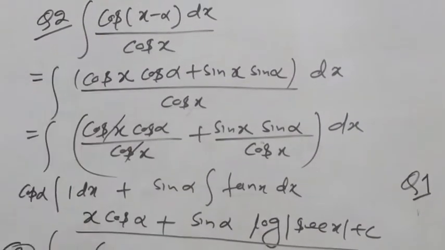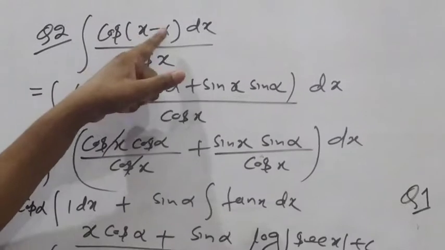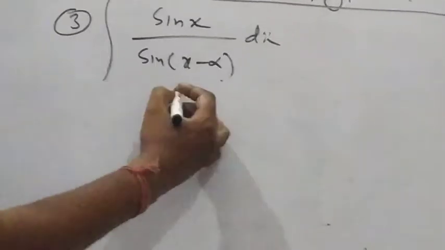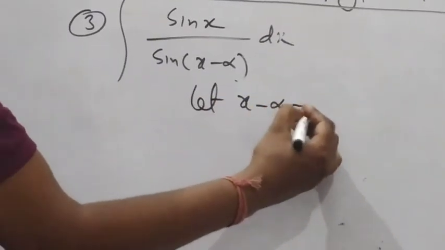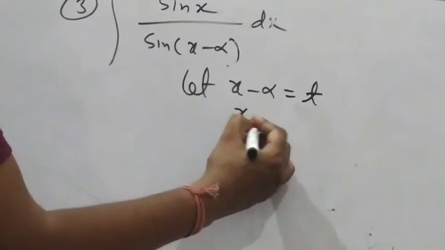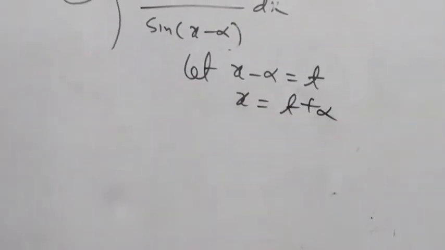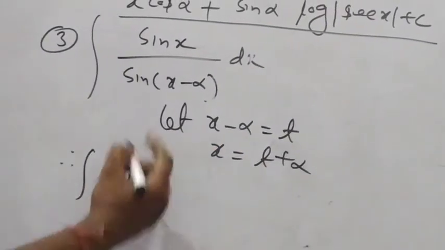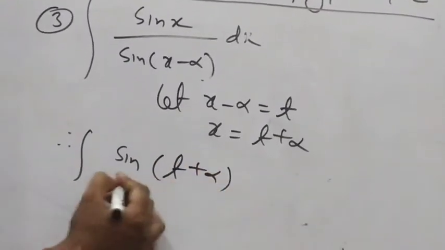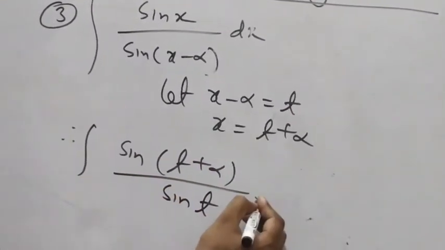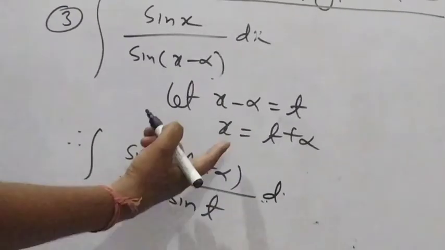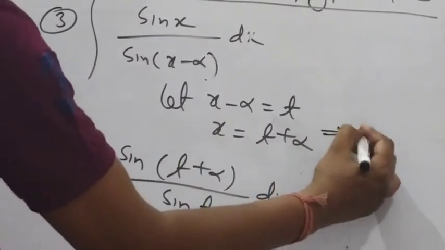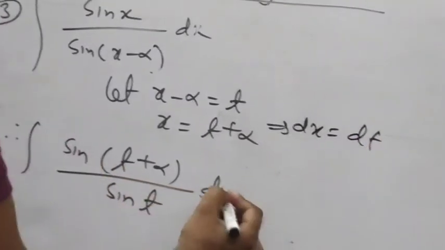See here, both are the same, but only in the numerator it is x minus alpha, here in the denominator it is x. Understood? Very simple. In this type of question, let x minus alpha is equal to t. x is equal to what? t plus alpha. Now we are going to put t plus alpha in the place of x. Therefore, sin x means sin of (t plus alpha) upon sin t. Here dx is equal to dt.